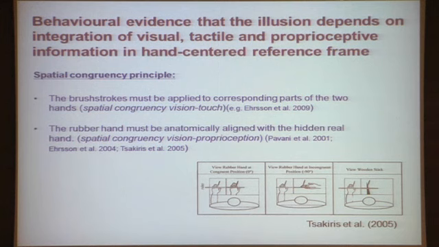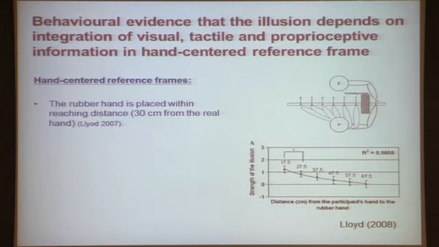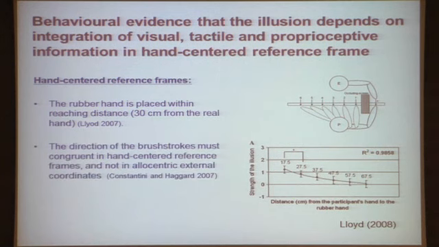Again, a match between vision and proprioception in this case. This is even more interesting, perhaps. It deals with what kind of reference frame or coordinate system is used, and where in space this spatial congruency principle is defined. So the rubber hand must be placed close to the real hand. If you move the rubber hand further away, outside your reaching distance, for example, the illusion breaks down. It seems to require that the rubber hand is in near personal space, within about a meter or so. And I will come back to that because that's actually an important observation.